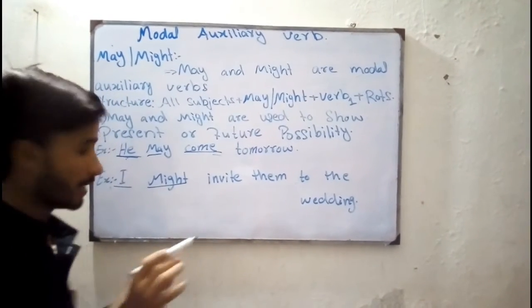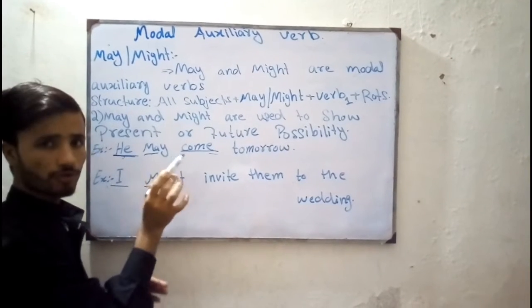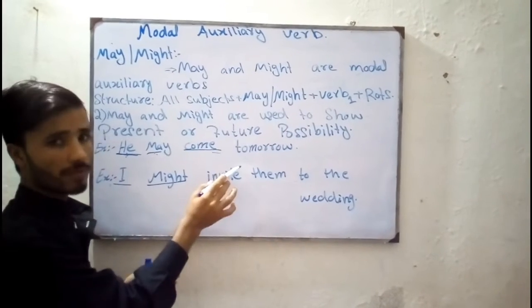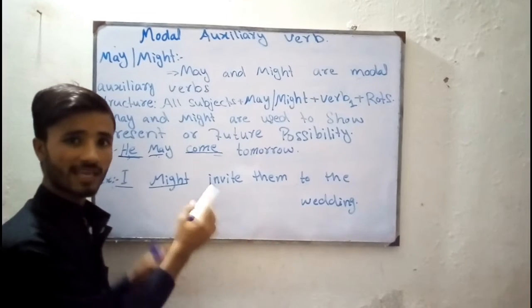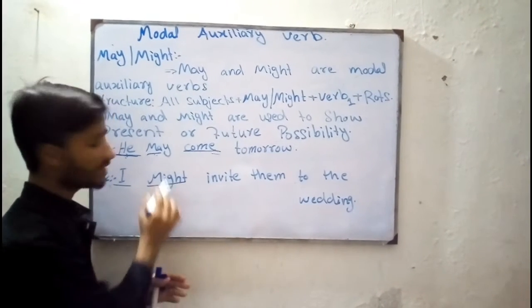दोनों का एक ही मतलब है. आप दोनों को इस्तेमाल कर सकते हैं. I used both, but in different sentences. He may come tomorrow, but I can also say that he might come tomorrow. मैं ये भी कह सकता हूँ कि he might come tomorrow. I can use might also here.